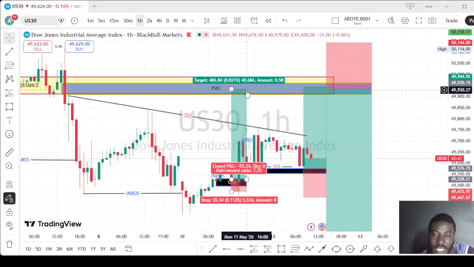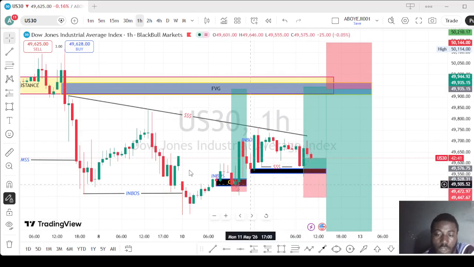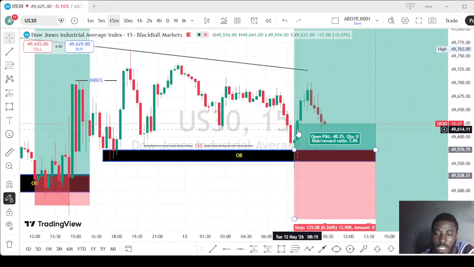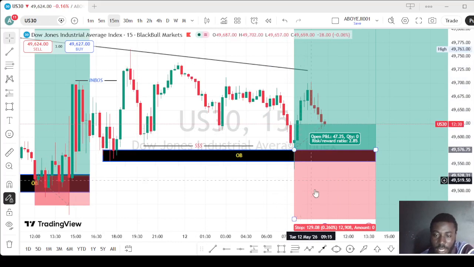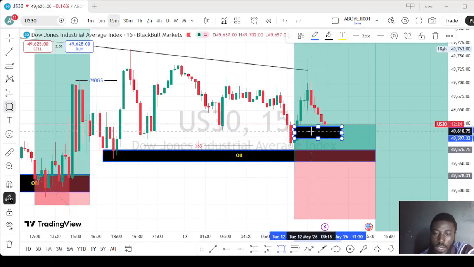So the FVG is here. This is a market zone. I'm expecting the market to mitigate this FVG before we can see the downtrend. So this is what I'm expecting. If I go to the 1 hour time frame, this is where the market is coming. The market will just mitigate this FVG. This small FVG, the market needs to mitigate it before we can see the move up.